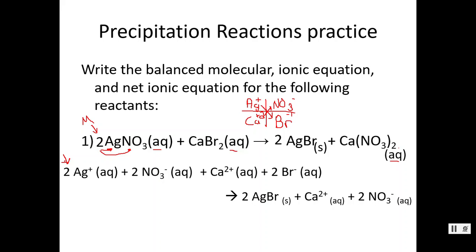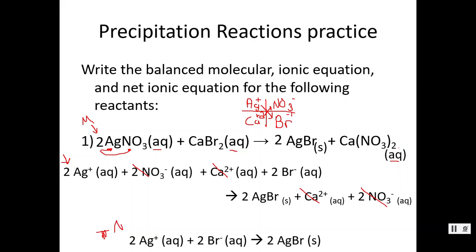Looking at that total ionic equation, the next step is to do the net ionic equation, which means cancel out the ions that are the same on both sides. I see 2 NO3s on this side and 2 NO3s on this side. I see 1 calcium and 1 calcium. So I'm going to cancel those out as spectator ions, and what I am left with is this reaction down here, which is essentially the total ionic equation minus the spectator ions, to give me the net ionic equation, or NIE. Okay.